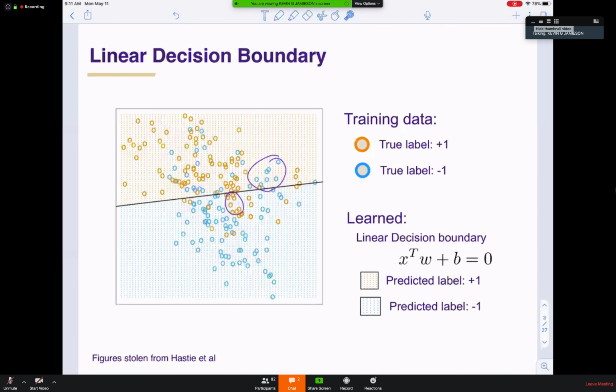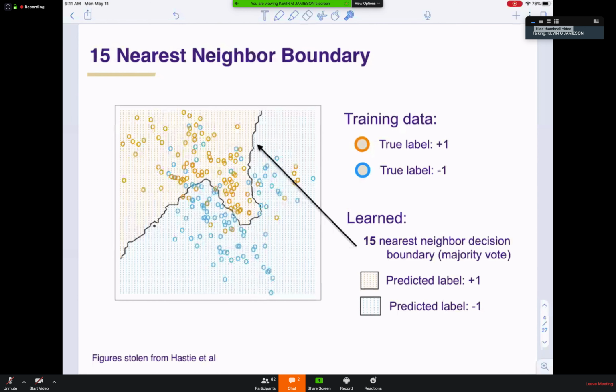And so K nearest neighbor captures this concept exactly. It's a different kind of model. At each point X, it will look at the K nearest neighbors, say 15. So for every point X, we'll look at the 15 nearest points in, say, Euclidean distance, and then just do a majority vote of those labels.